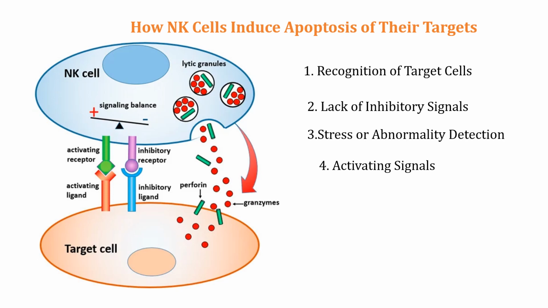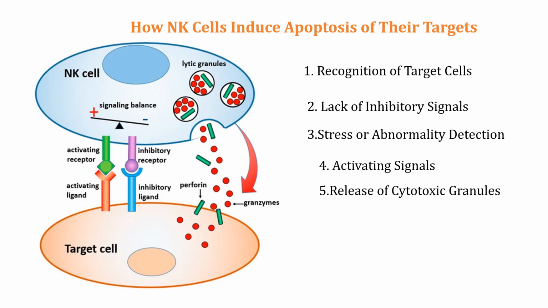Fourth, activating signals: the NK cell also possesses activating receptors that recognize stress-induced ligands or other activating signals on the target cell surface. When these activating receptors engage their ligands, they trigger a cascade of intracellular events that promote NK cell activation. Fifth, release of cytotoxic granules: when activating receptors bind the activating ligands on the target cell, they signal the NK cell to produce cytotoxic granules.